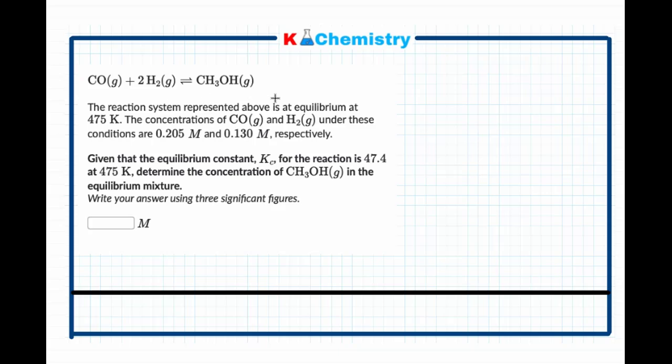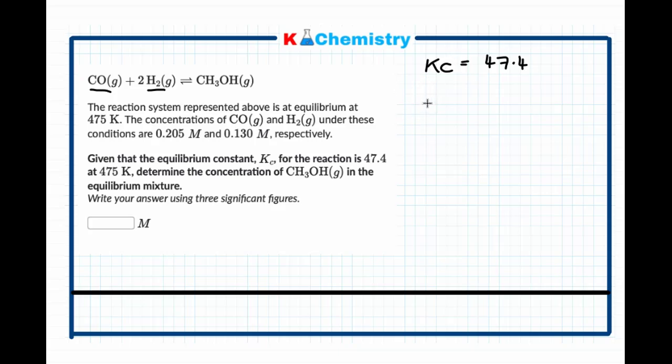The reaction system represented above. At equilibrium at 475 Kelvin, the concentrations of carbon monoxide gas and hydrogen gas under these conditions are 0.205 and 0.130 molar respectively. Given that the equilibrium constant is already given, Kc equal to 47.4 at this temperature, find the concentration of CH3OH in the equilibrium mixture.